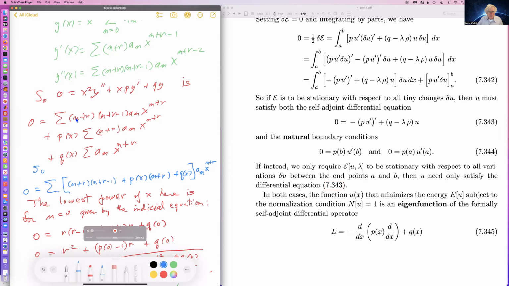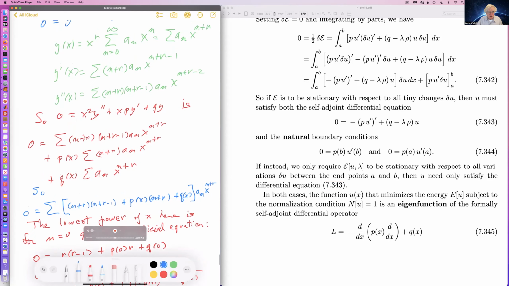Differentiating twice, you get n plus r times n plus r minus 1, a_n x to the n plus r, because you multiply by x squared. Then p of x sum n plus r a_n x to the n plus r, q of x a_n x to the n plus r, and so forth.